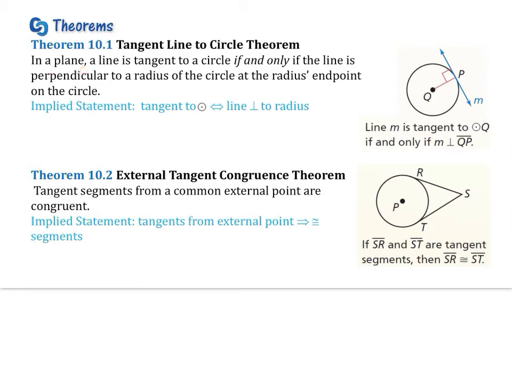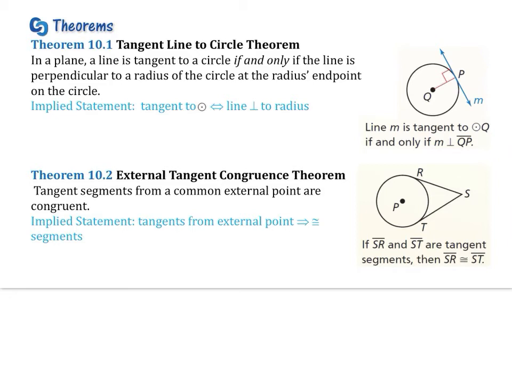It states that in a plane, a line is tangent to a circle if and only if, that's our biconditional, if and only if the line is perpendicular to a radius of the circle at the radius's endpoint on the circle. And we have an implied statement for this theorem, so get familiar with that. It shortens it down to: tangent to a circle implies line is perpendicular to radius. So here's our example. If we have a tangent line to a circle, then the radius is going to be perpendicular. That's true every time.